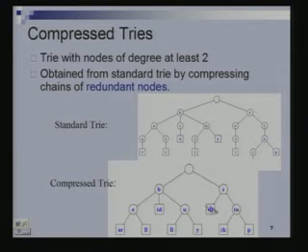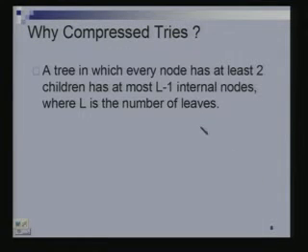What is the number of nodes in this thing now? Nodes first, then we'll worry about the labels later. This is a fact which you will prove for yourself. It's very simple. Suppose I have a tree which has L leaves in it, and every internal node of the tree has at least 2 children. Then the number of internal nodes cannot be more than L minus 1.